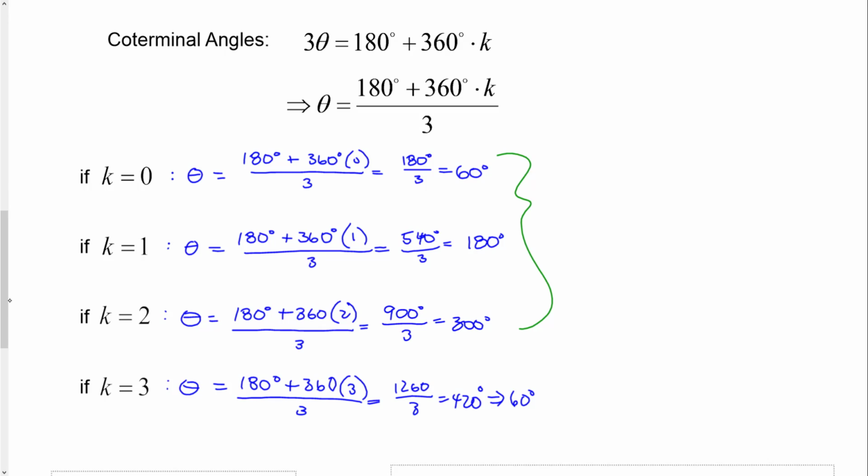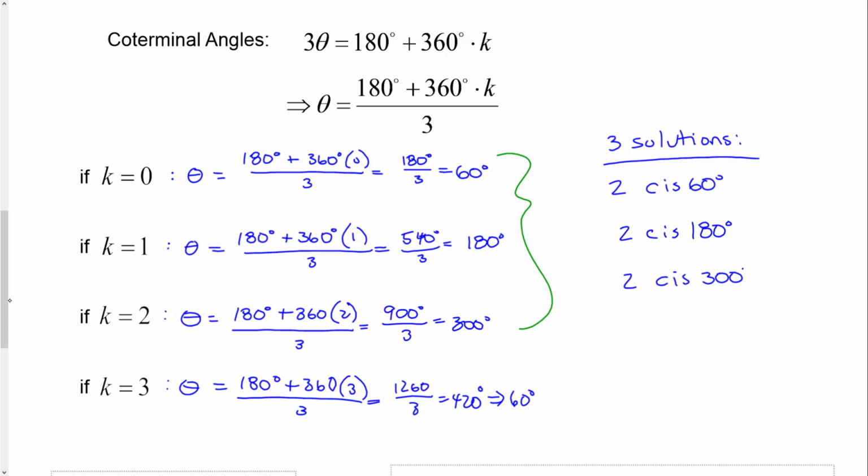And basically what they imply is that the solutions all have the same radius, which is going to be 2. That's kind of a basis. So the 3 solutions that we're looking for will be 2 cis 60 degrees, 2 cis 180 degrees, and 2 cis 300 degrees. Okay.